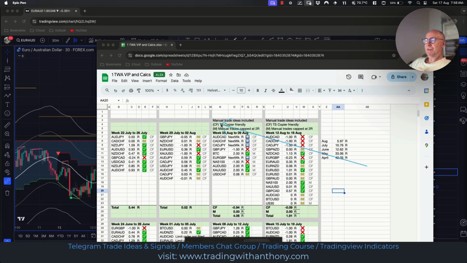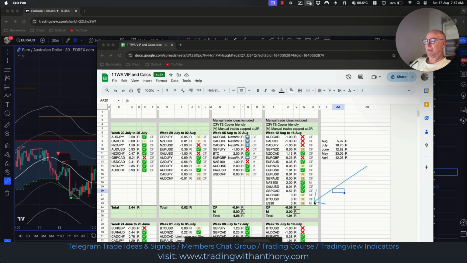So we had two types of trade ideas. Most of them are in a format that TS Copier can read, and the other ones will be a screenshot or a video. And if you're wondering why there's a mix, again, mostly TSC friendly, as you can see here.